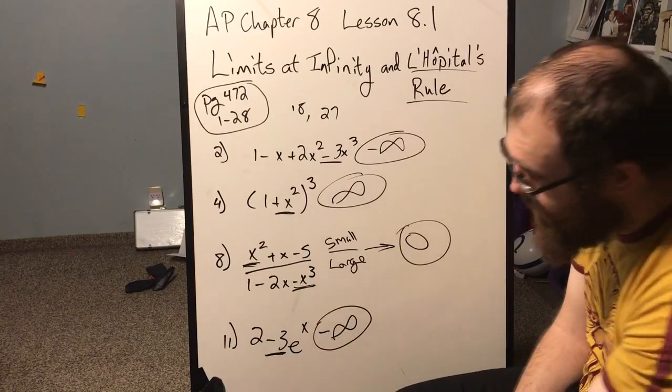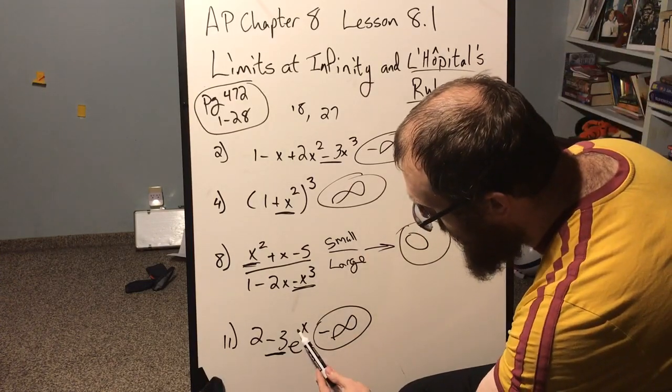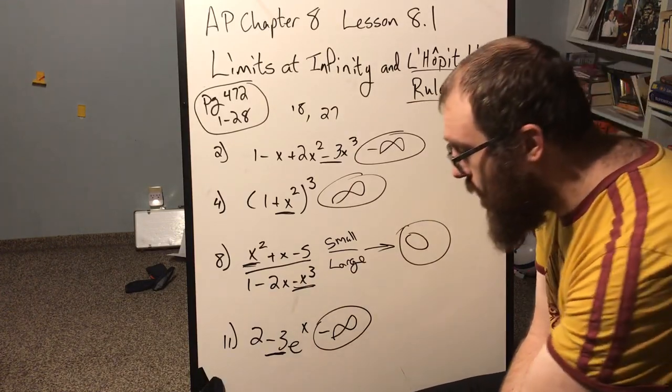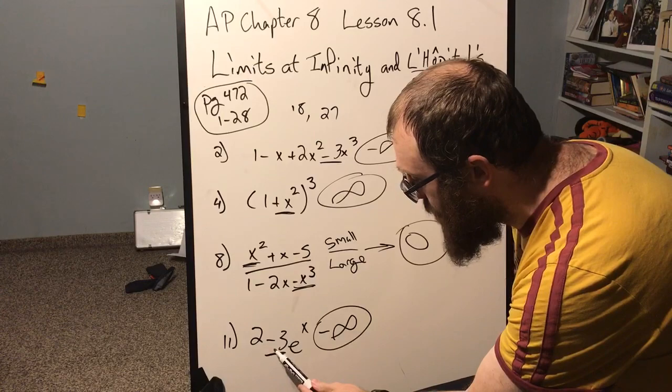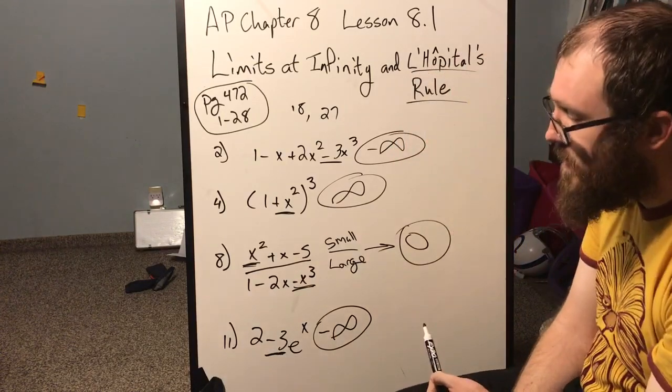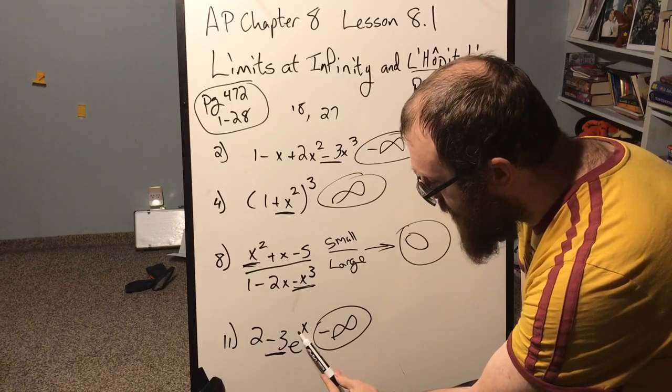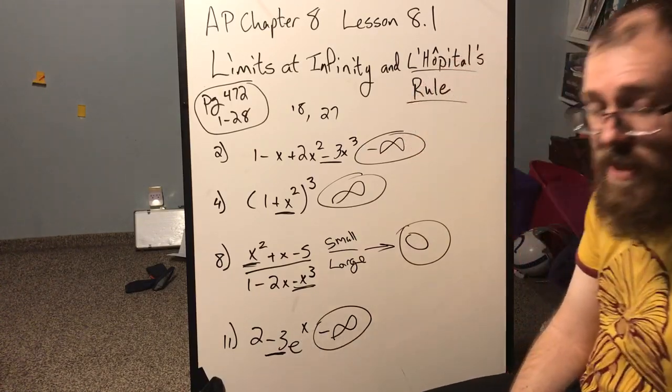Now, if this was a negative power on my E, it would be 0, regardless. Whether this is negative or positive out front, my answer would be 0. But because this is positive x up here, it goes to negative infinity.